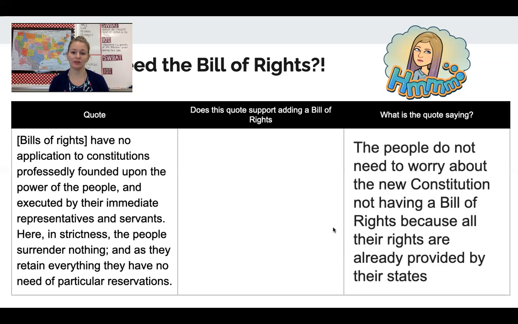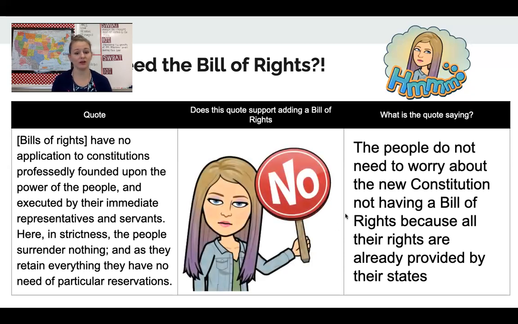Here's what that's actually saying. The people don't need to worry about the new Constitution not having a Bill of Rights, because all their rights are already being provided by the states. So nothing to worry about. Your rights are being protected already. This is a quote that is not supporting the addition of the Bill of Rights. Now, keep in mind, when they say we don't need the Bill of Rights, they're not saying you don't deserve freedom of religion or freedom of speech or your right to bear arms.